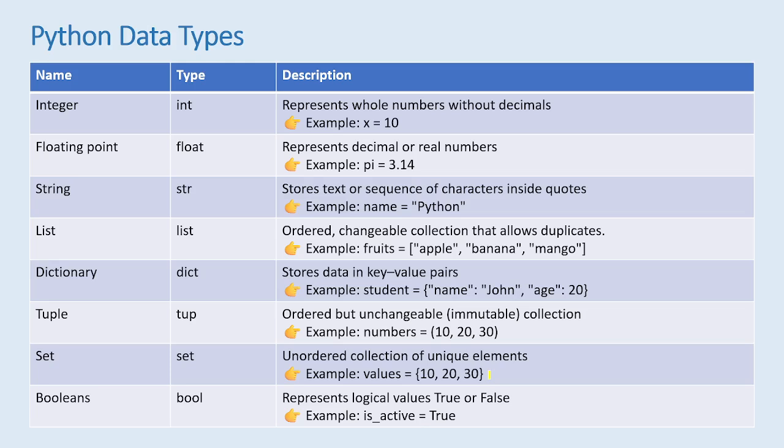The next data type is Boolean, which is bool in Python. It represents logical values, true or false. So in this video, we have seen various data types and their high level description.